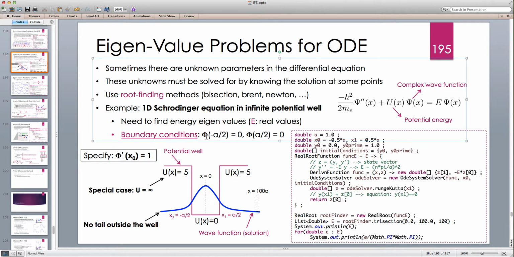So we already have established the initial conditions. We don't know what E is, so we cannot solve the ODE yet. First we need to find E, this eigenvalue of the energy. In order to do that, we solve the ODE for different values of E, and we enforce the condition that psi at a/2 must be 0.